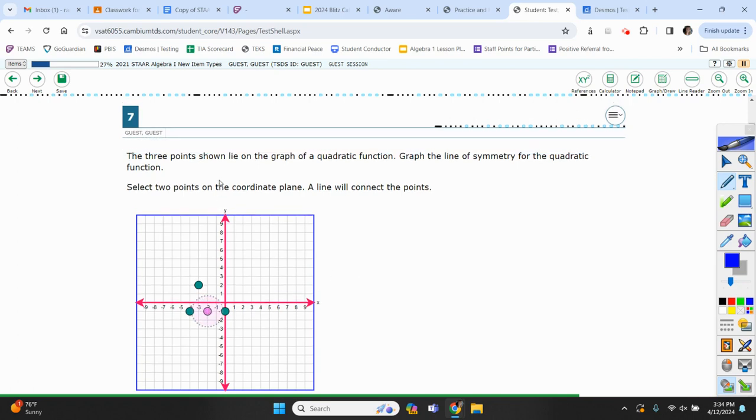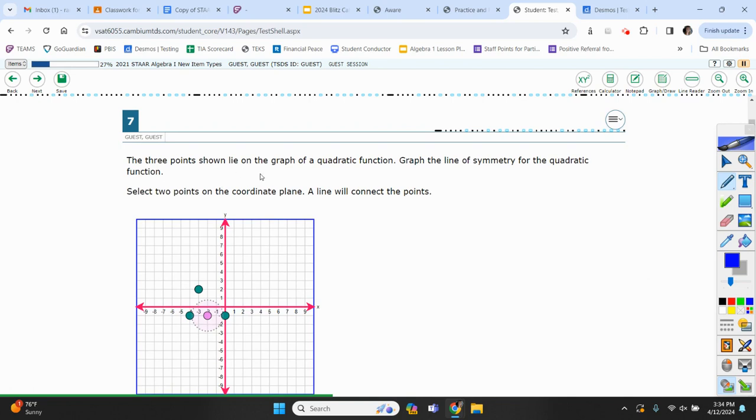So this says the 3 points shown lie on the graph of a quadratic function. Graph the line of symmetry for the quadratic function. Select 2 points on the coordinate plane, and a line will connect. So you click on 2 points that are on that line of symmetry. Here's one, and then just click on another one. And it's going to show you that's your halfway point right there.